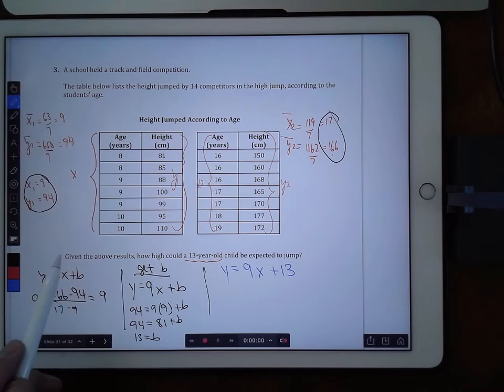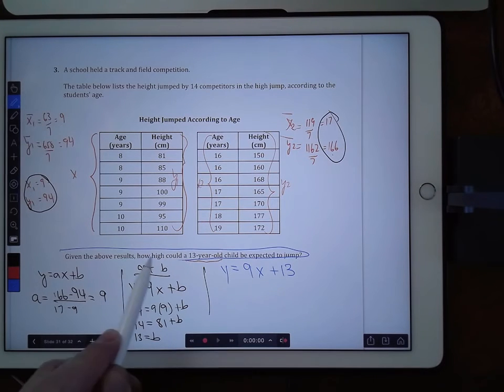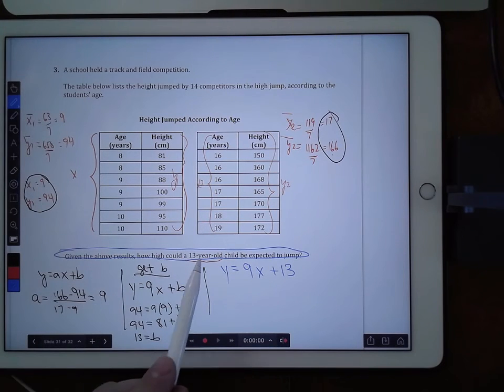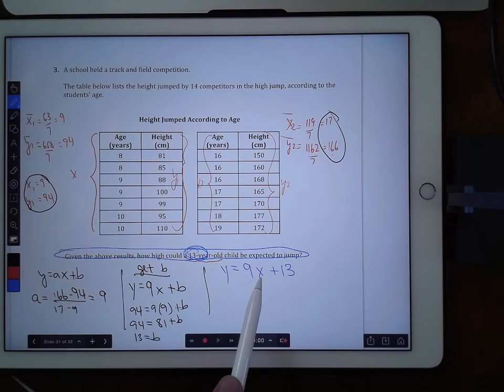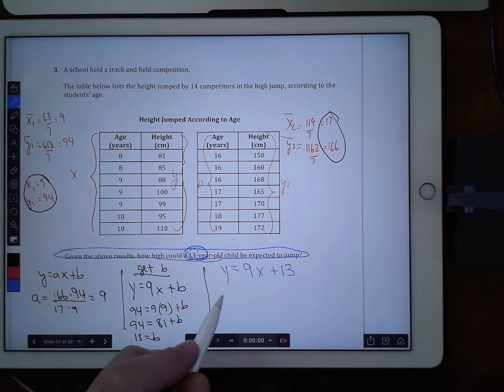Now we just have to stop and take a look at the question to determine which substitution we're going to have to do. Given the above results, how high could a 13-year-old child be expected to jump? The age that we're being given is 13. That's an x. So that means we're going to put a 13 right in there for the x, and we're going to solve for y, which would be the height that that kid could jump.